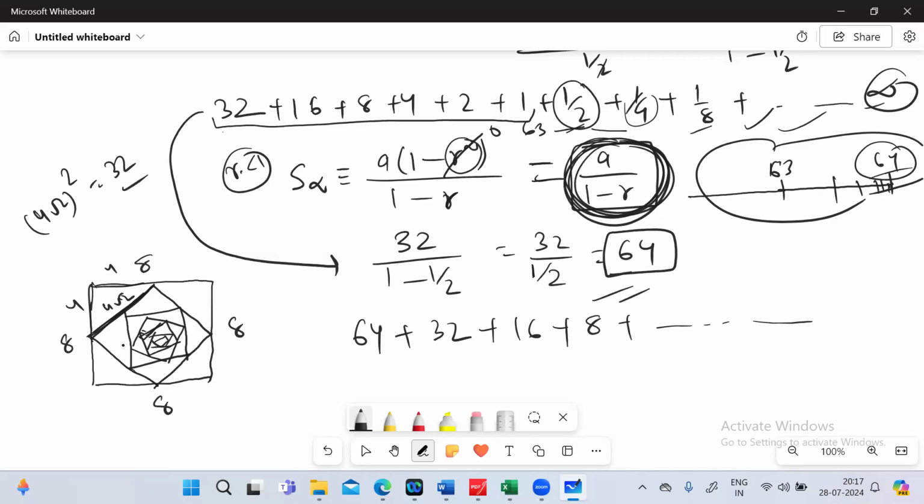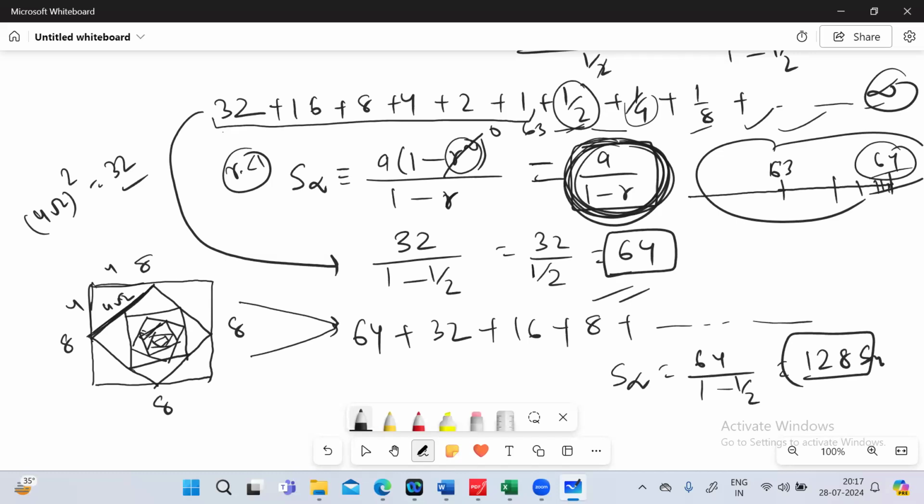So what we saw, the situation was of geometry, but it gave you a series which was a GP, where the common ratio was less than 1. So the sum of this GP to infinity will be 64 divided by 1 minus 1 by 2, which will give you 128. 128 square units will be the answer.